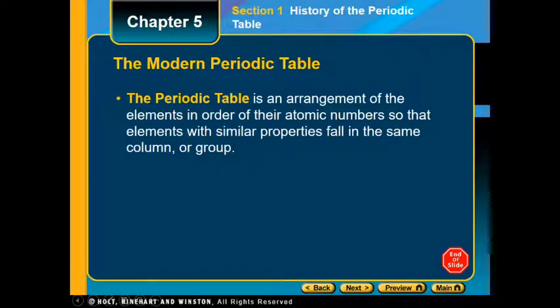And here's your definition for periodic table. It is an arrangement of elements in order of their atomic number, so that elements with similar properties fall within the same column or group or family. So elements with similar properties fall within the same group.